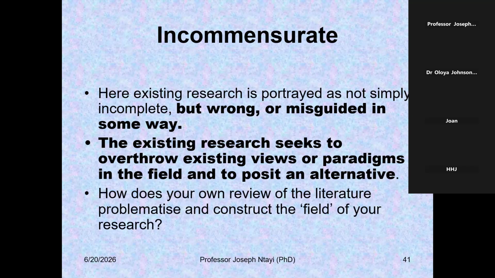In this area, you will argue as a researcher that existing theories, existing assumptions, existing concepts, or even paradigms are fundamentally flawed. As you can see, the first bullet there: existing literature is portrayed as not simply incomplete, but wrong or even misguided in some way. So that's why I told you that this represents the strongest and most radical form of problematization.